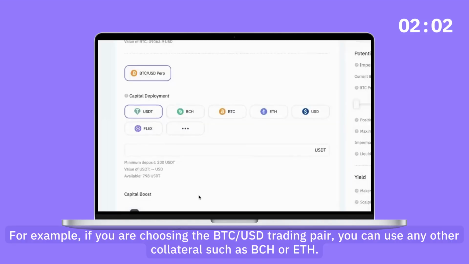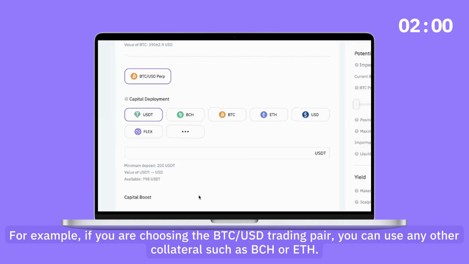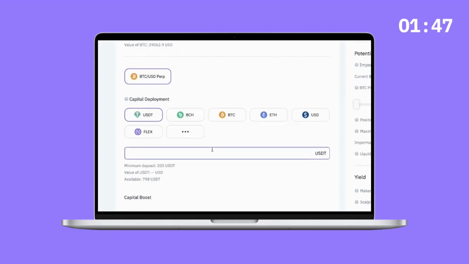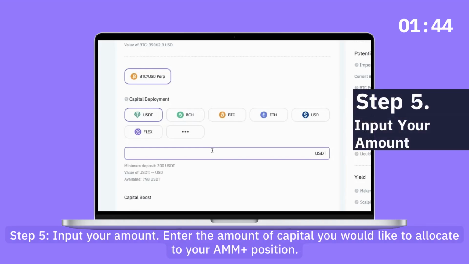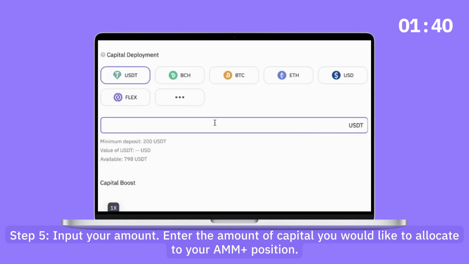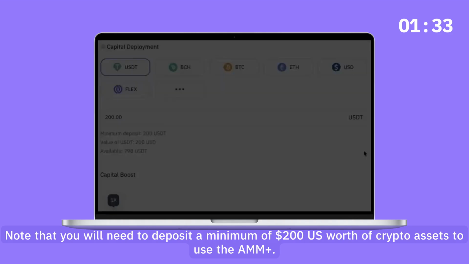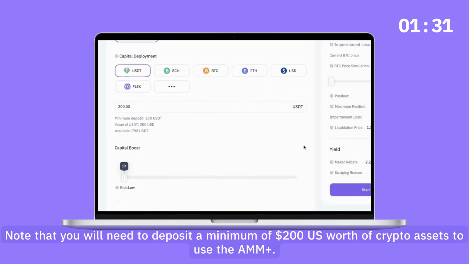For example, if you are choosing the BTC/USD trading pair, you can use any other collateral such as BCH or ETH. Be aware that choosing capital boost may put you at risk of liquidation if the prices move opposite to your chosen price expectation. Step 5. Input your amount. Enter the amount of capital you'd like to allocate to your AMM Plus position. Note that you will need to deposit a minimum of $200 worth of crypto assets to use the AMM Plus.